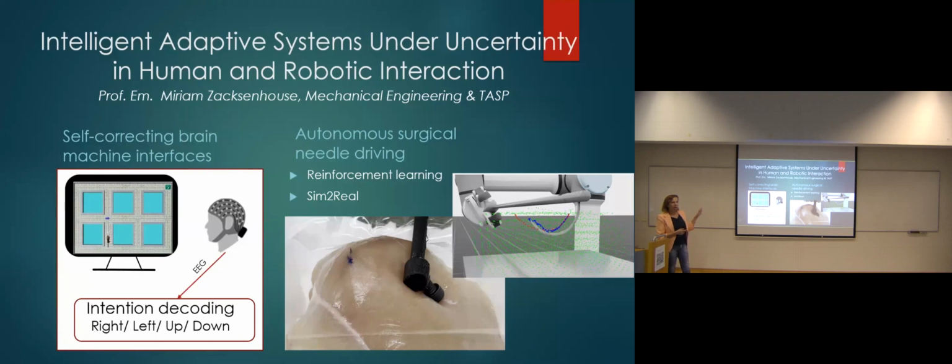One of them has to do with brain-computer interfaces and specifically self-correcting brain-computer interfaces, which I will elaborate on for a second. And the other one has to do with robotics and specifically recently we are working on autonomous surgical needle driving using reinforcement learning, and I'll talk about it at the end.